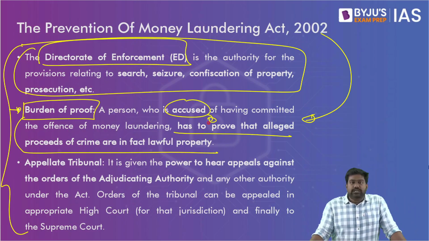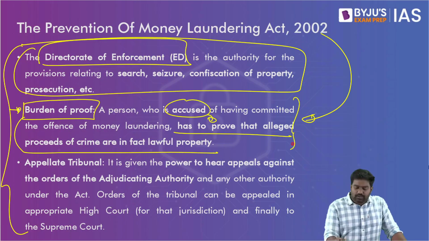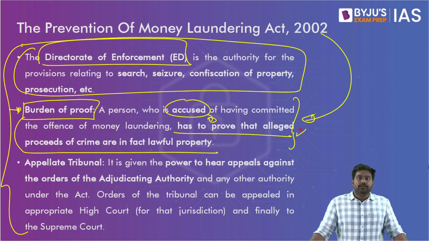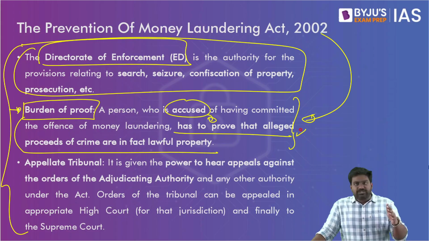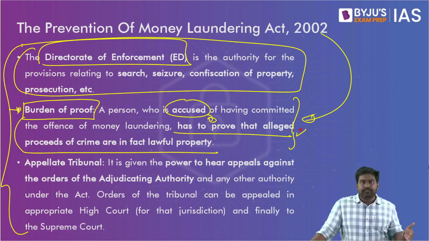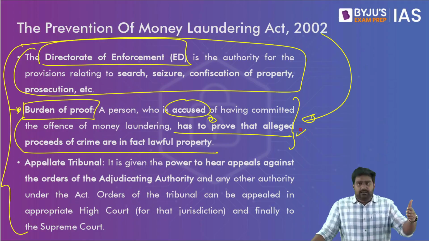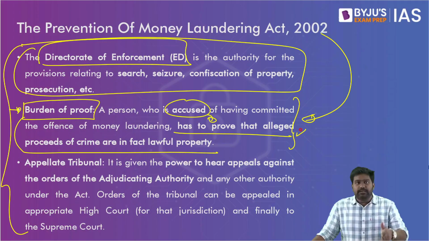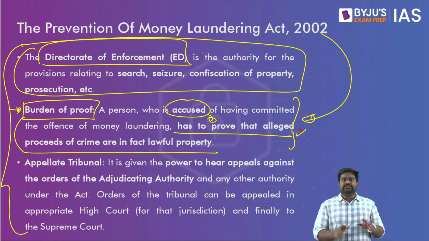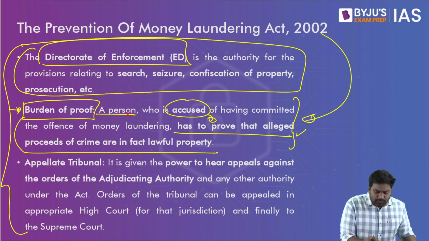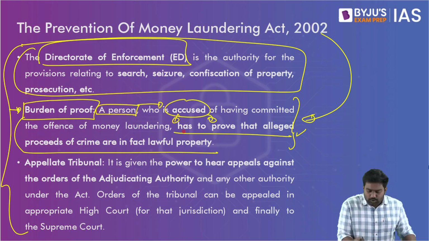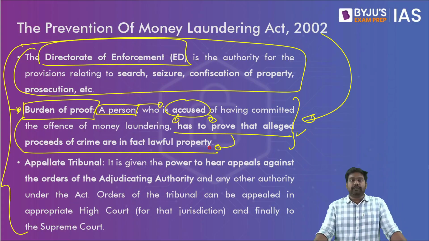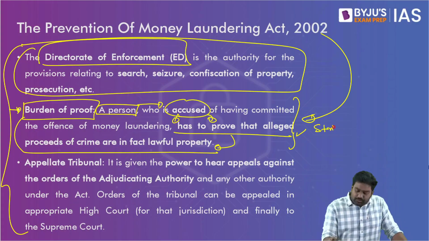This is usually the opposite of natural principles of justice, right? In any democratic setup, the accused is presumed to be innocent until proven guilty, meaning the prosecution, the state, the investigating agency has to prove that the accused is guilty by collecting evidence against the accused. But here it's the opposite. Once accused, that person is presumed to be guilty. The legal system presumes the person to be guilty. The burden of proof lies now on the accused to show that they are innocent and they are not involved in money laundering.